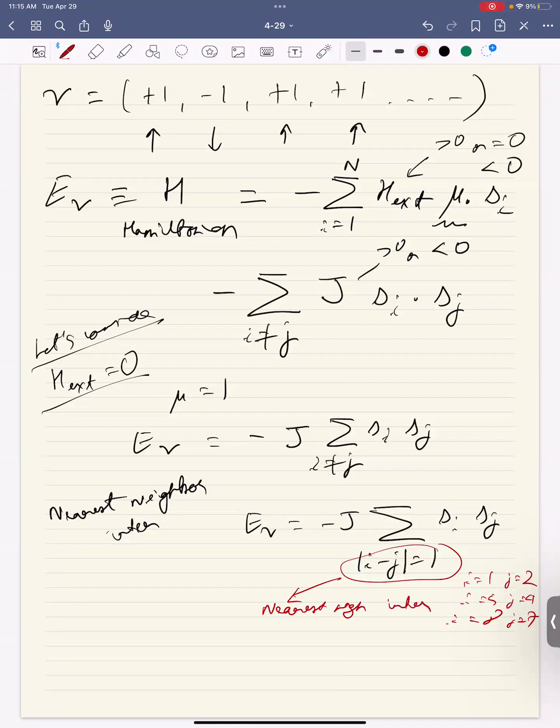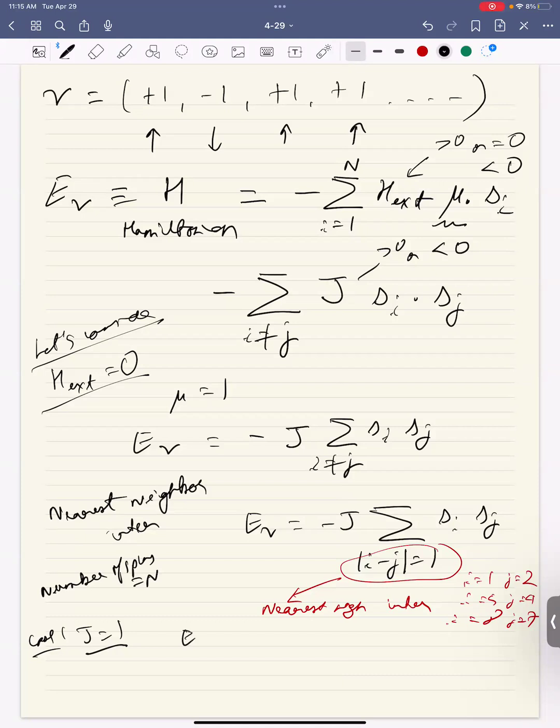Now let's consider two cases. Case 1, J is equal to 1. And I'm considering only a 1D Ising spin chain for now. If J is equal to 1, what is the lowest energy configuration? What minimizes the E nu value? The number of magnets is the same. It's a fixed number of magnets. Let's say the number of spins is equal to n. Let's say that is fixed.